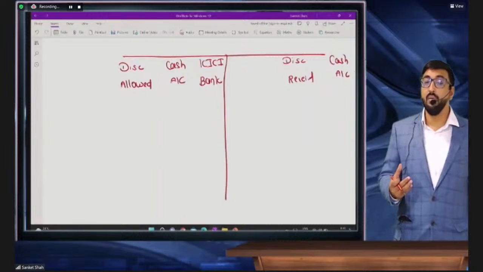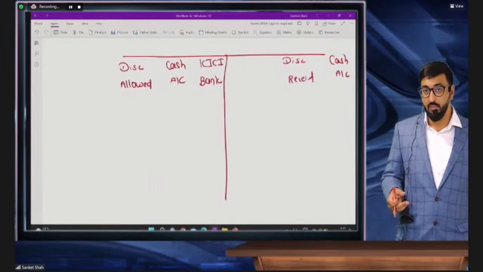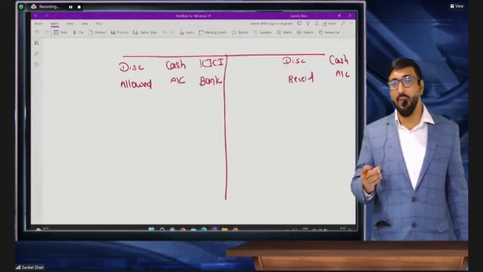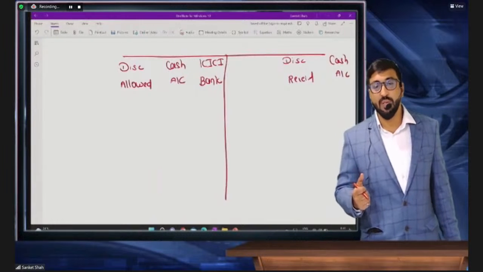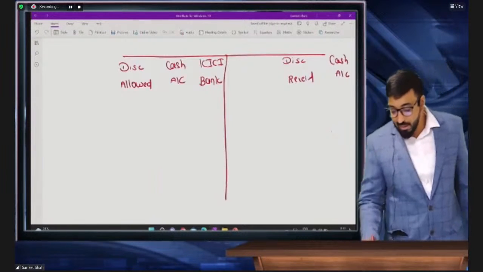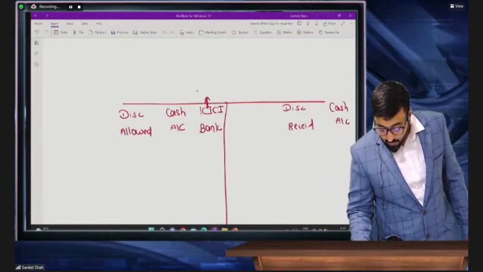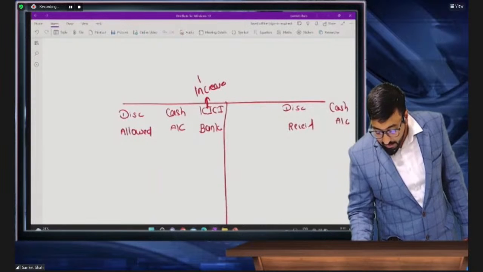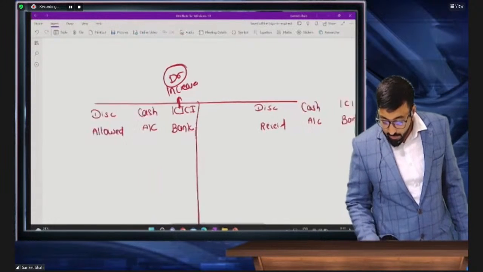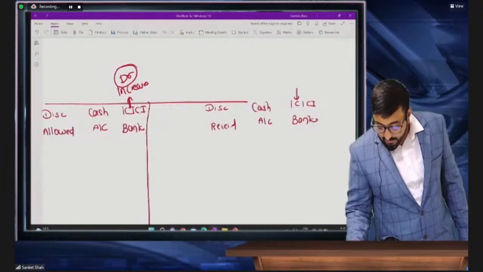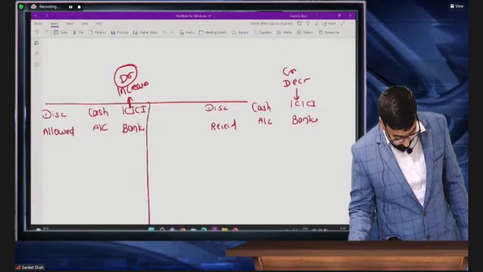Now beta, assume I am depositing 1 lakh rupees, or 15,000 rupees, in the bank. So my bank balance will increase. When my bank balance increases, I will debit. And when my bank balance decreases, I will credit. Now it's a deposit. Deposit means bank balance is going to increase. Assume 15,000 bank balance is increased.